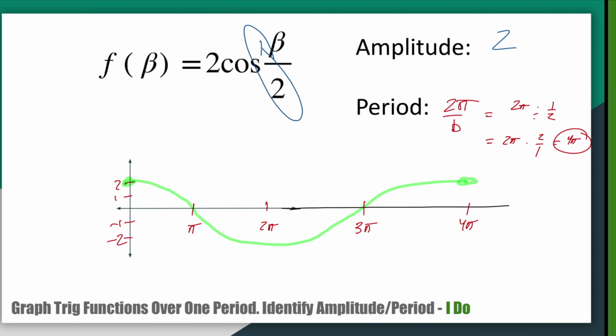So to recap this, your amplitude is your vertical stretch, or compression if the value is in between 0 and 1, okay? Your period is your horizontal stretch. So let's clarify that, okay?